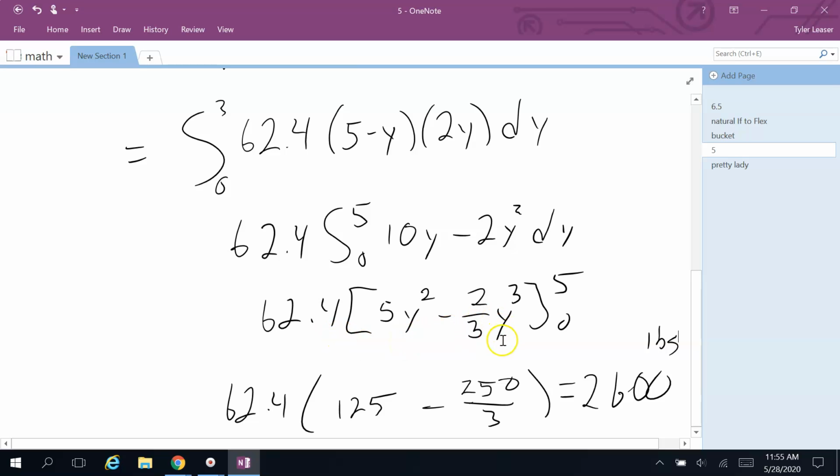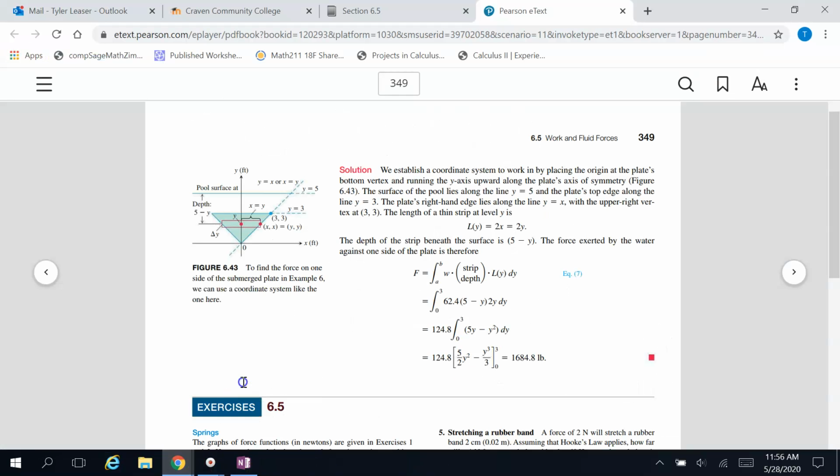5y squared minus 2/3 y cubed. Did I plug something into the calculator wrong? Probably. That part was right. That part was right. Oh no. Let me pause it and I'll figure out where I made a mistake.